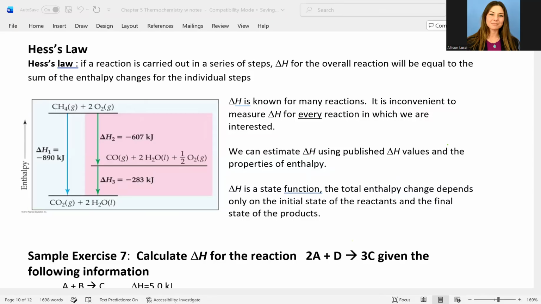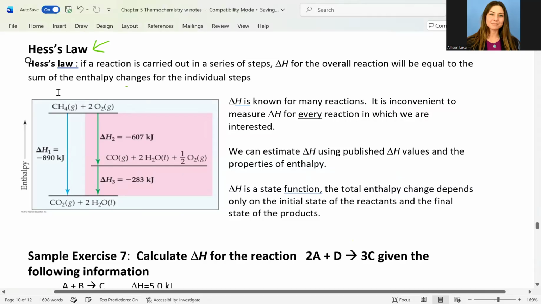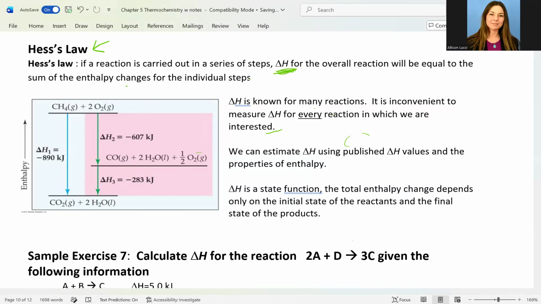The next topic that will be introduced is Hess's Law. Hess's Law is important because it allows us to take a reaction, as most reactions are, which is carried out in a series of steps, not just one individual step, and take each of those individual delta H values for the steps and add them together and say that that's going to be the delta H of our overall reaction. So the sum of the individual enthalpy changes for each step.